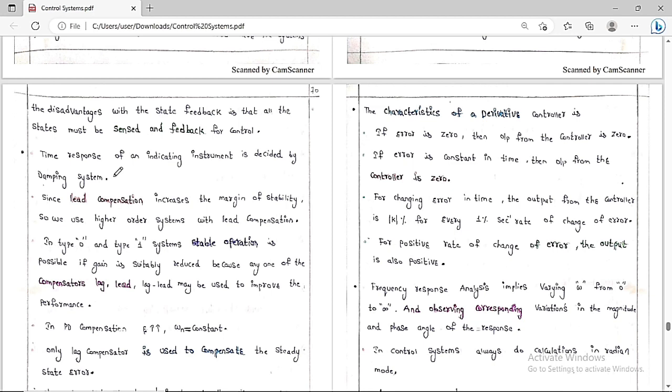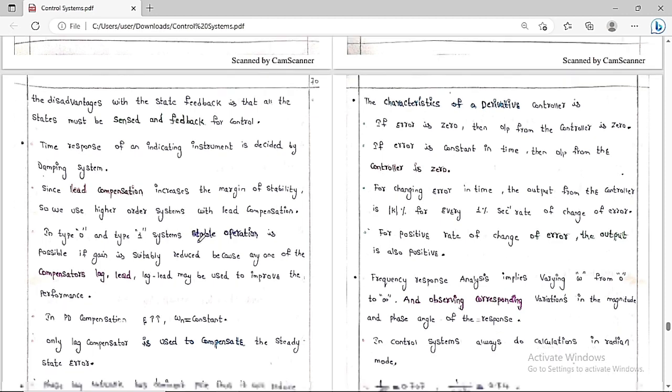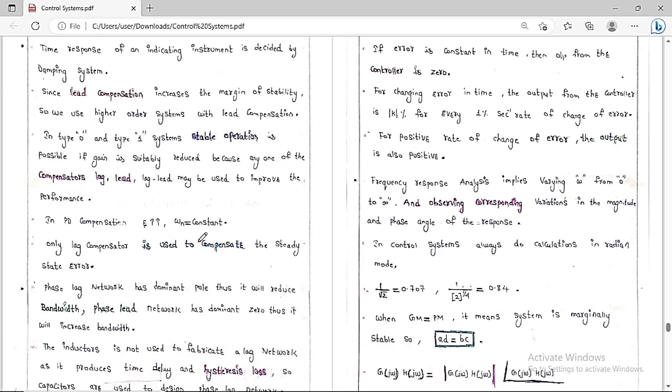So this point you always have to keep in your mind. The next point is, in type 0 and type 1 systems, stable operation is possible if gain is suitably reduced, because any one of the compensators, lag or lead, may be used to improve the performance.